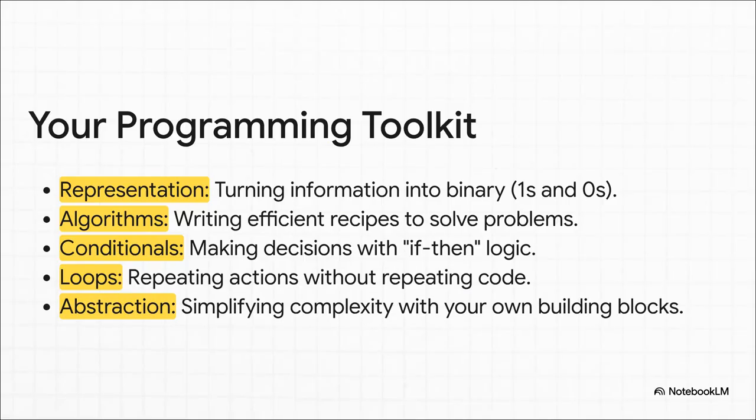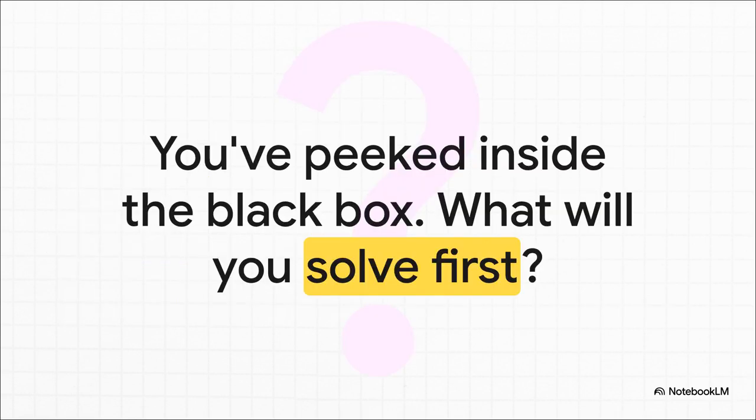And with that, you have just learned the fundamental building blocks of all of programming. Seriously, you have representation, turning ideas into ones and zeros. You have algorithms, creating those efficient recipes. You have conditionals, that if-else logic for making decisions, loops for doing things over and over, and abstraction for simplifying all that complexity. This is your toolkit. So you see, that black box isn't really magic after all. It's just a combination of these simple but incredibly powerful ideas all layered on top of each other. The real magic is in how you choose to combine them. Now that you've peeked inside the box, the only question left is, what recipe will you write?